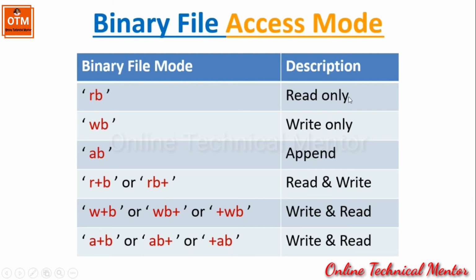rb represents read only, wb means write only, ab means append only. That means if the file does not exist, ab mode will create a new file just like wb. But if the file exists, new data will be added at the bottom of the existing data. r+b, or you can write rb+, means along with read we can also write. w+b means write as well as read in binary mode. a+b means append as well as read in binary mode.